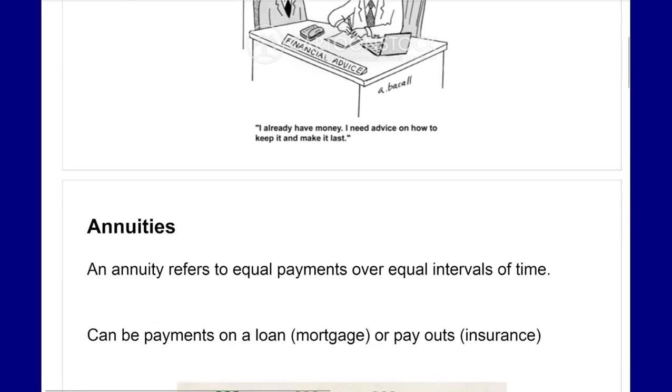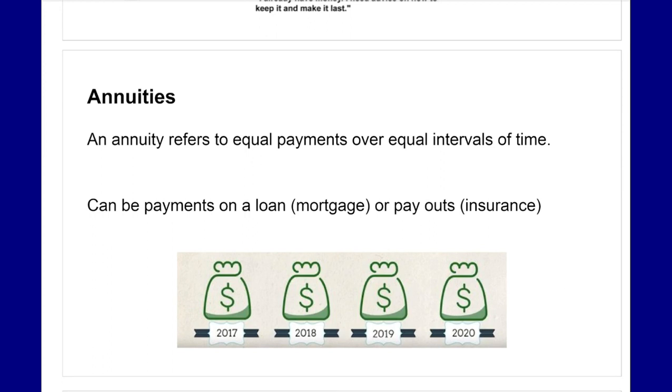An annuity refers to equal payments over equal intervals of time. So this could be payments on a loan, so you're paying off a loan, such as a mortgage, or you could be getting money or taking money out of a fund, or payouts, such as certain insurances, life insurance. You can get annuities or payouts over regular intervals. So it could go either way, whether you're paying off a loan or you're taking money out. You can think of lotteries where you either take the lump sum or you get a certain amount every year. That's an example of an annuity.